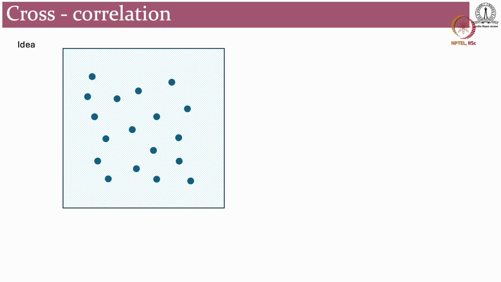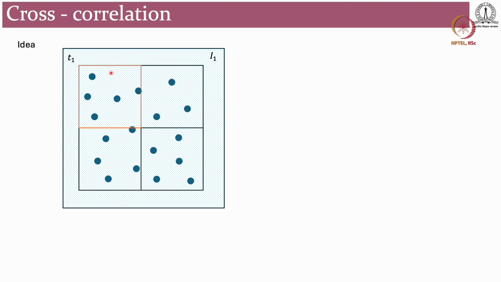So now let's see the idea in a bit more depth. Suppose you have an image, that is I1, and you have some particles here. Obviously I have kept the particle density very low, but in actual cases the PIV particles are very densely packed to get a better correlation and data. So now we have this image 1 at some time t1, and then we divide this image into say 4 interrogation windows like this.